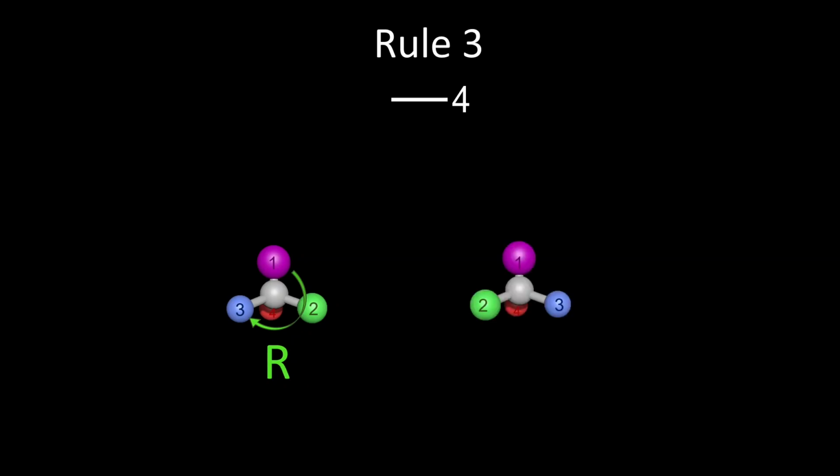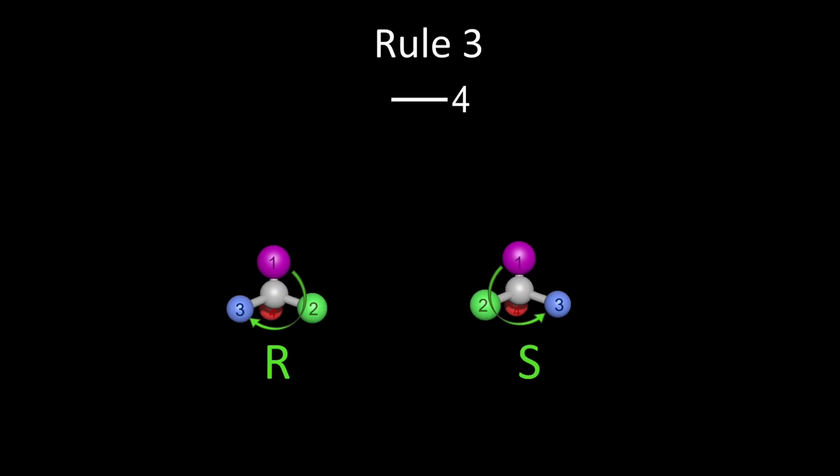Before we delve into Rule 3, when the fourth priority is on a line, let's focus on a concept. Anytime you switch 2 of the atoms or groups, you will switch configuration. It will be the opposite. If we have this molecule, 4 is in the back, we draw the arrow, we know that it is R. If we switch the 3 and the 2, we get this molecule. 4 is still in the back, but if we draw the arrow, we get S.